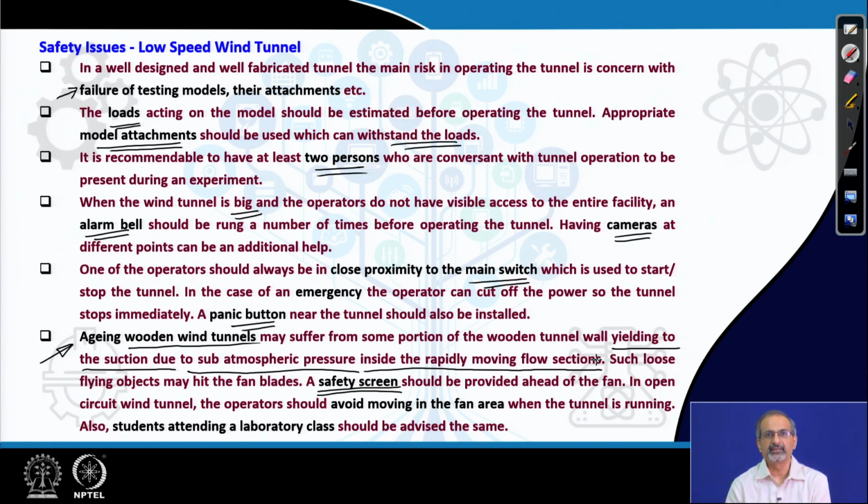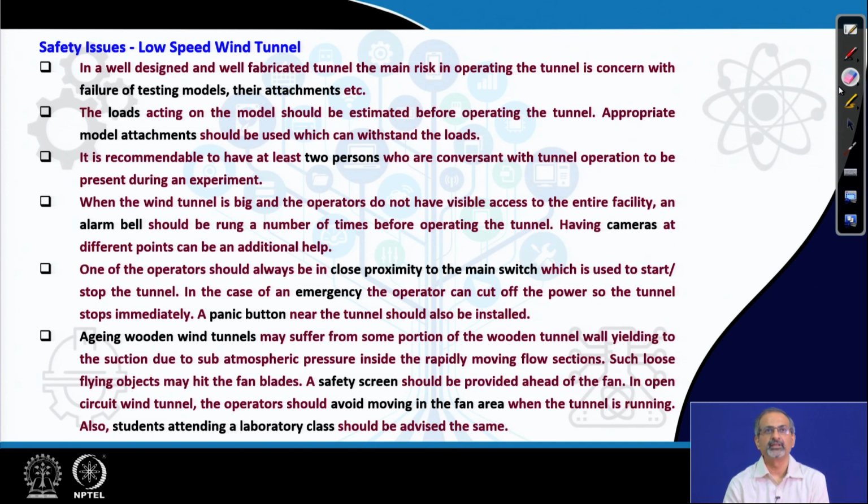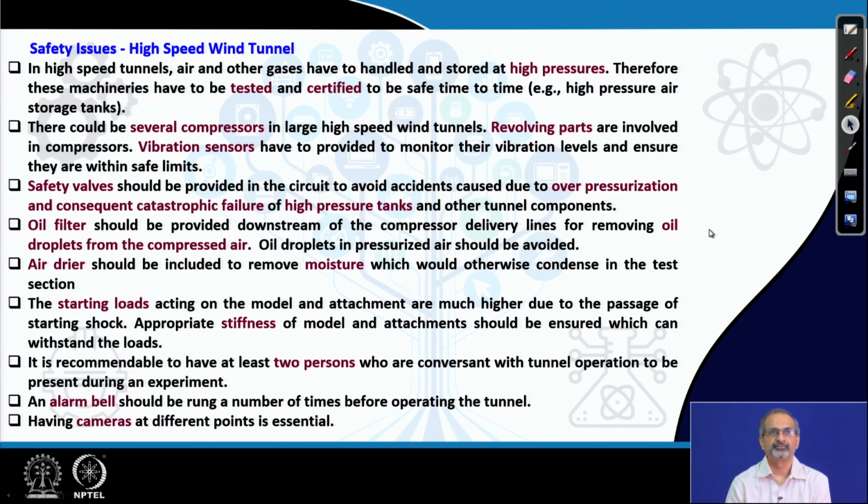So, safety screens should be provided ahead of the fan, and in open circuit wind tunnels the operators should avoid moving into the fan area when the tunnel is running. When students are attending laboratory classes, they are also advised to do so, that you should never be moving close to the fan area for open circuit tunnels. So, these are some of the safety issues associated with low speed wind tunnels. Let us have a look at safety issues of high speed wind tunnels.